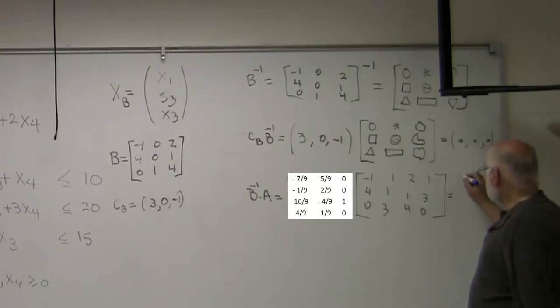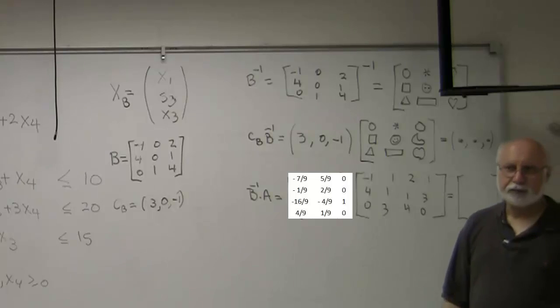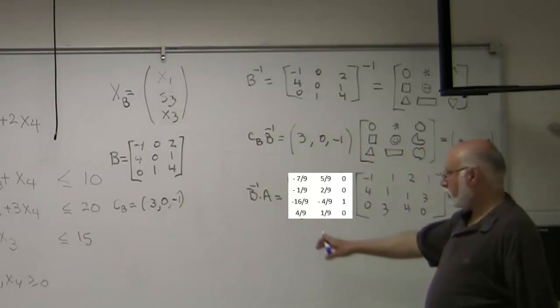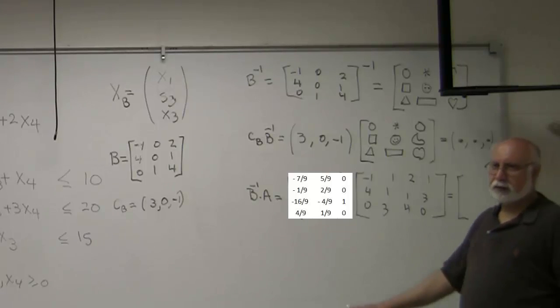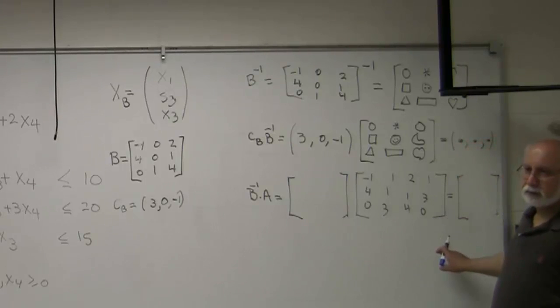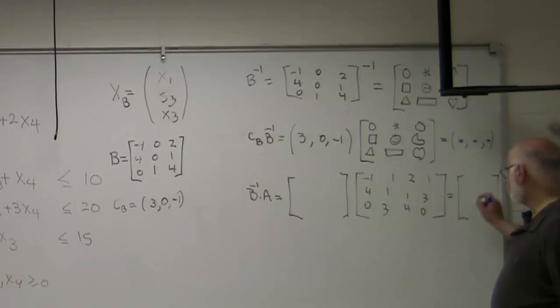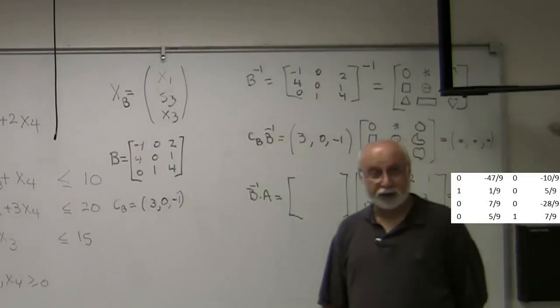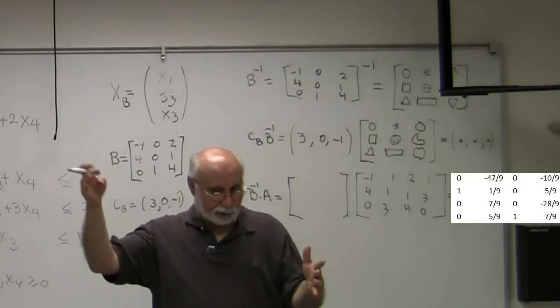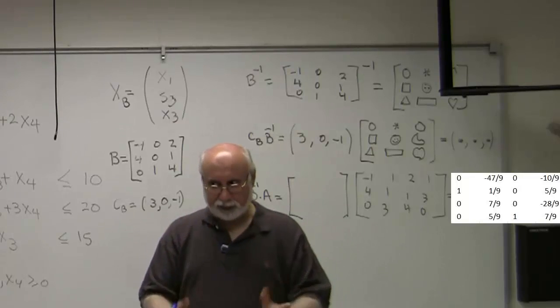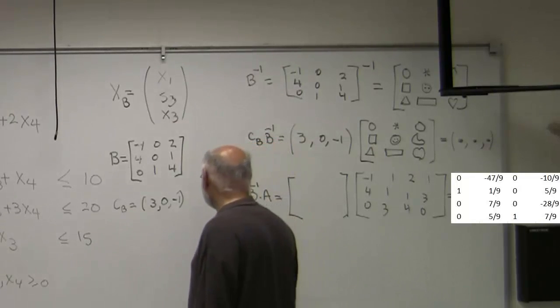What do you think the result of this will be? Three by 3 times 3 by 4. The result will be 3 by 4. It is a 3 by 4 matrix that you do the calculation. Where does it go? Right underneath x1, x2, x3, x4 inside the body of the tableau.